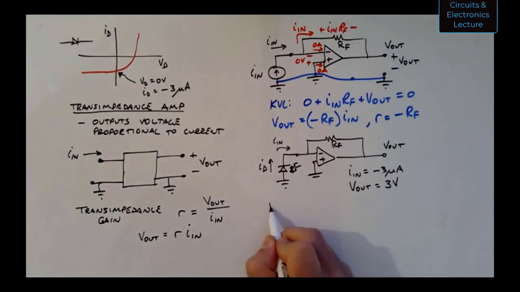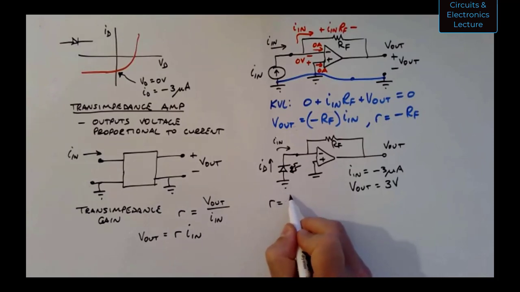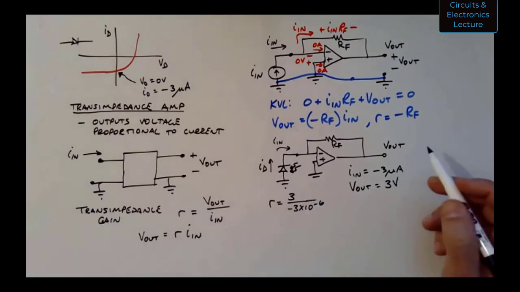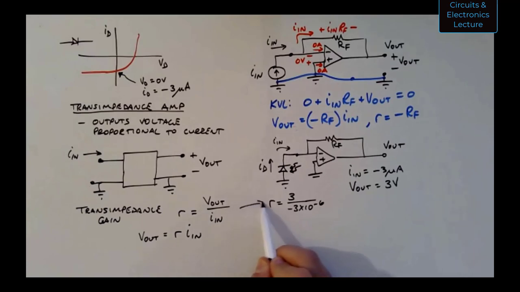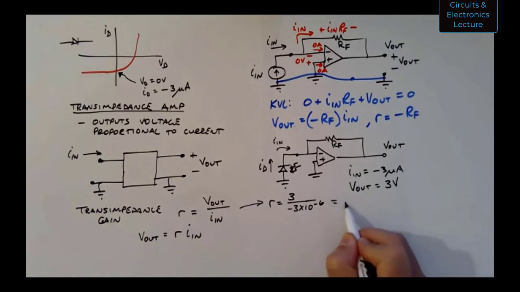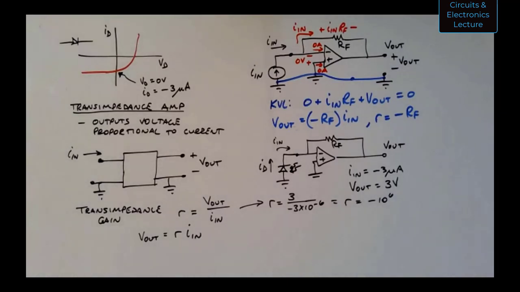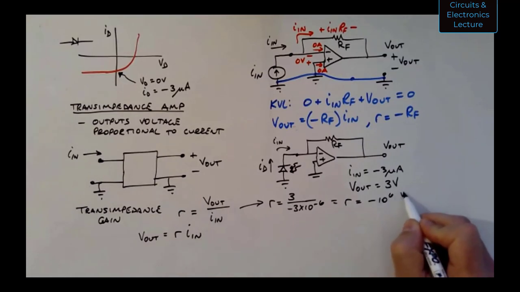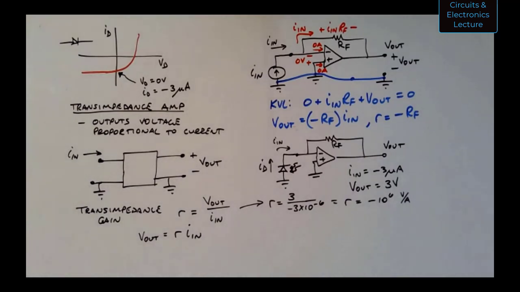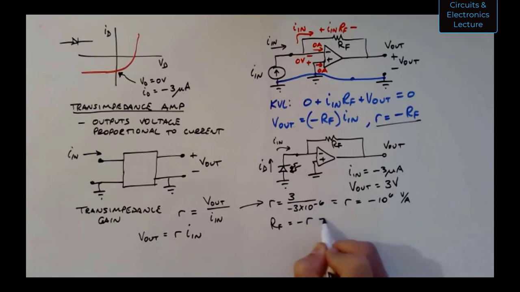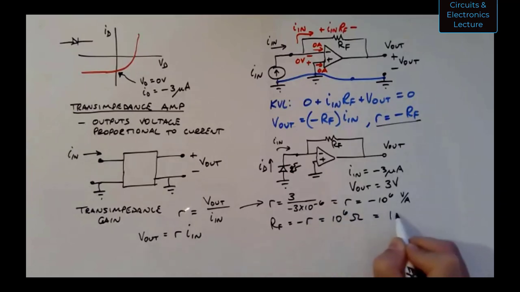Okay. So I can figure out what transimpedance gain I want. I want V out, 3 volts, divided by minus 3 × 10⁻⁶ amps, right? This is V out over IN here. And so that means I want R equal to minus 10⁶. That's what I want my transimpedance gain. If you really want units on that, it's gonna be volts per amp. Okay, well, that's interesting. And now we know also that R is equal to minus RF. So RF equals minus R equals 10⁶ ohms equals 1 megaohm.